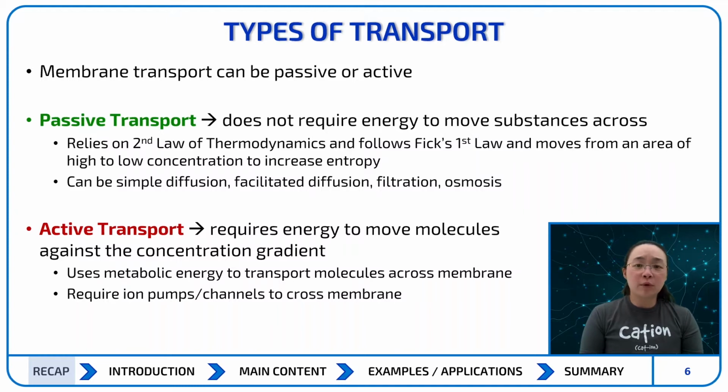With active transport, it's a little bit different because it requires energy. It requires it to move the molecules against a concentration gradient. That's probably the most important part to understand here. It uses the metabolic energy that we have to transport molecules across the membrane, and it requires ion pumps or channels so that those specific ions can cross the membrane.